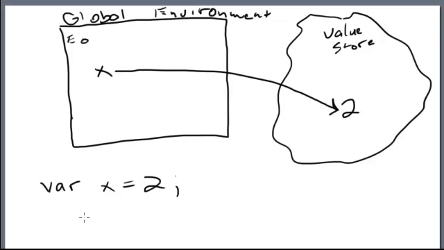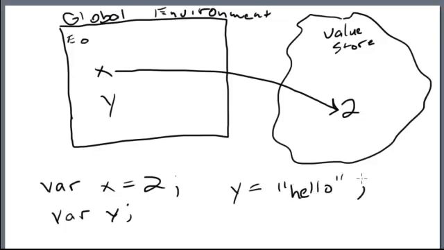And if I do another assignment, say for instance I could say var y, and so that would add y into my environment, but it hasn't mapped it anywhere. So if I come over here and said y is equal to 3, or how about let's mix it up a little. How about y is equal to hello, the string hello, and that string is a value in my value store. And so that assignment would map y to hello.